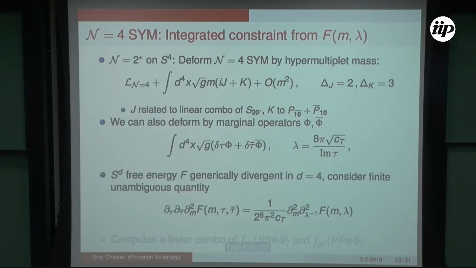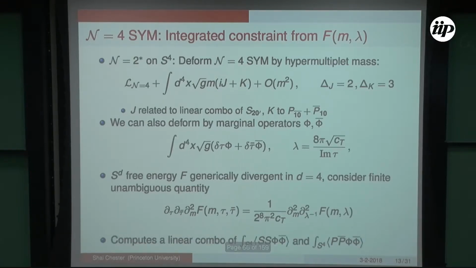Now, one subtlety is that the sphere free energy is divergent in 4 dimensions. So not all quantities have well-defined definitions. But one quantity which does is if you take 2 derivatives of tau and 2 derivatives of mass, this is a finite quantity. And so this is the quantity we're going to consider in particular.